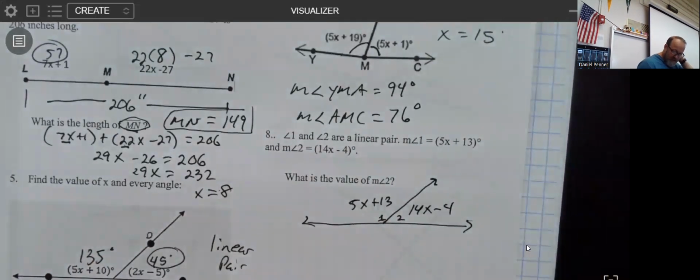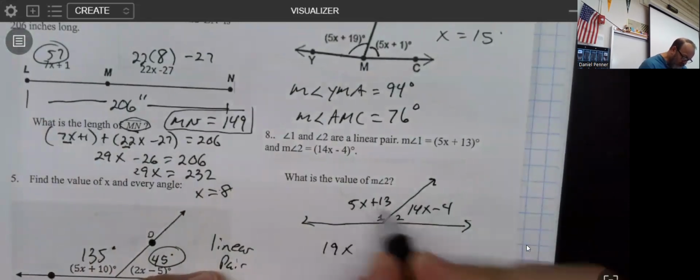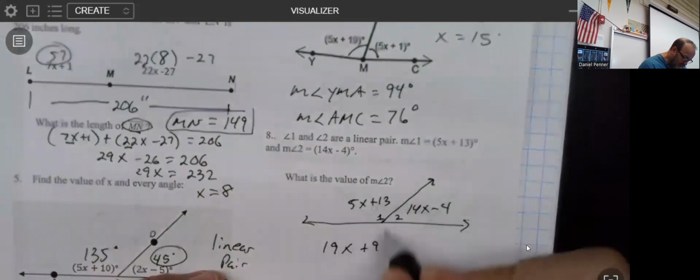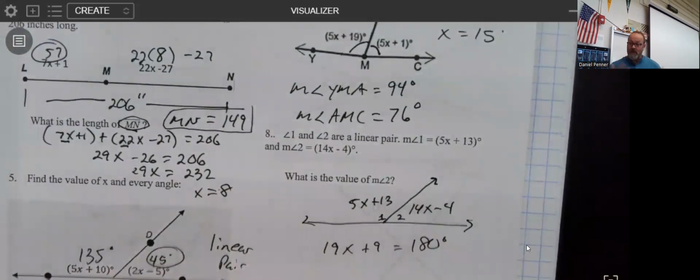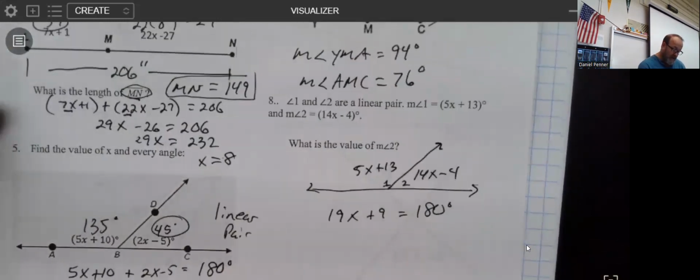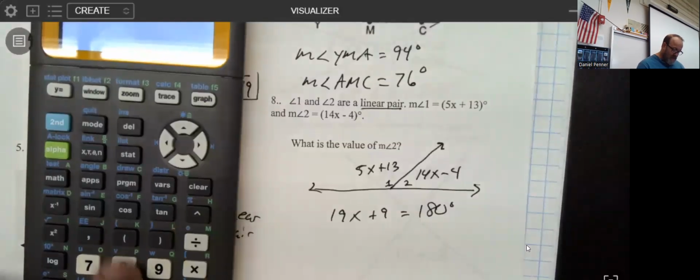And well, since it's a line, it needs to add up to 180. The 5 and the 14 make 19x. 13 minus 4 is 9. Somehow that has to be 180 degrees because I was told that it made a linear pair, and linear pairs are always supplementary. So let's see what we got.